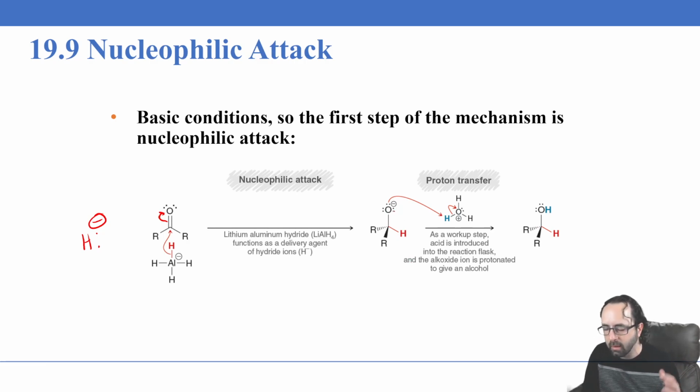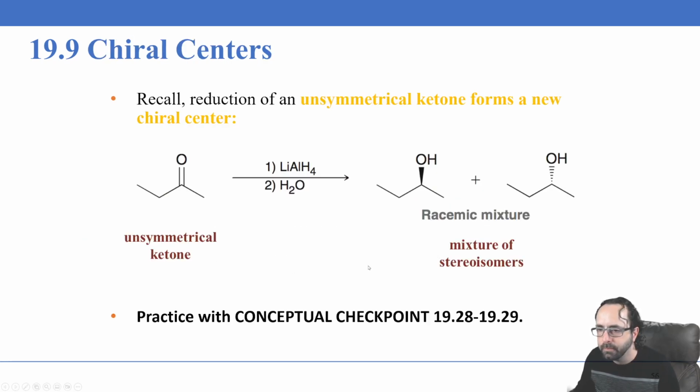And it's quite basic, basic like water. And so it will grab a proton from our acid here, and we will get the protonated alcohol, leaving water behind. And so we can reduce these carbonyls to alcohols using the hydride ion.